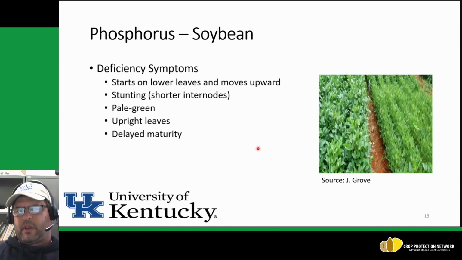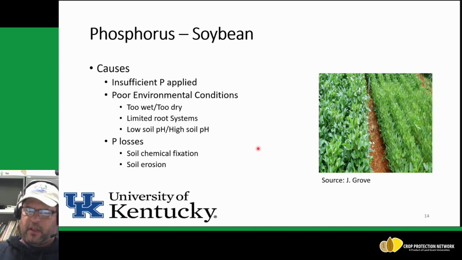Phosphorus for soybeans, again, it starts on the lower leaves and moves upward. We have stunting, shorter internodes. So the plant might have as many internodes, but they'll be closer together, stunted. Not really purple, but we can see a lighter color, pale green leaves. They're a little bit more upright than a sufficient plant, and then it can delay maturity.